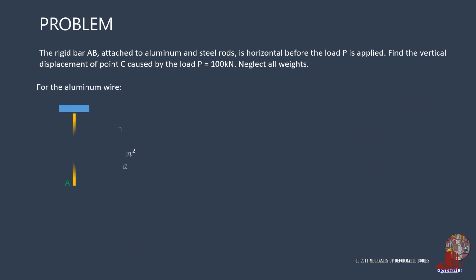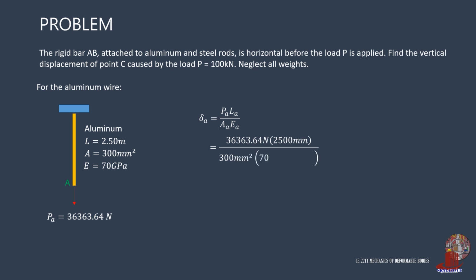Now compute for the elongation of each wire. Starting with the aluminum wire at point A, where the applied load is 36,363.64 newtons, compute for the elongation by using PL all over AE. That would be 36,363.64 newtons times 2,500 millimeters all over 300 square millimeters times 70 GPa converted to megapascal by multiplying 1000. This is simplified as 4.33 millimeters.